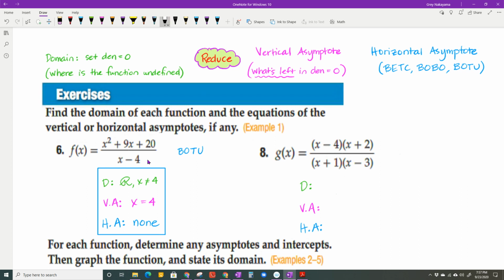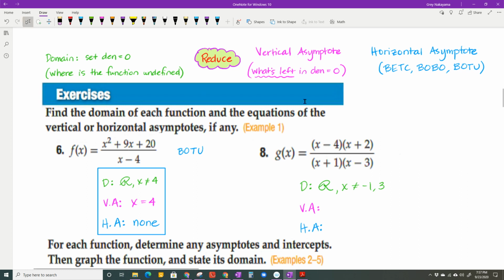Okay? All right, look at number 8. G of x equals x minus 4 times x plus 2 over x plus 1 times x minus 3. Okay, my domain, what's on the bottom? Okay, so what makes that 0 is negative 1. What makes this 0 is 3. So my domain is all real numbers except x cannot be negative 1 or 3.